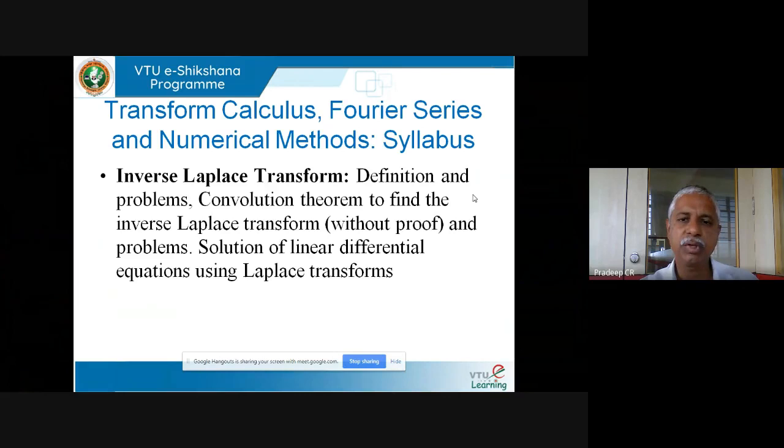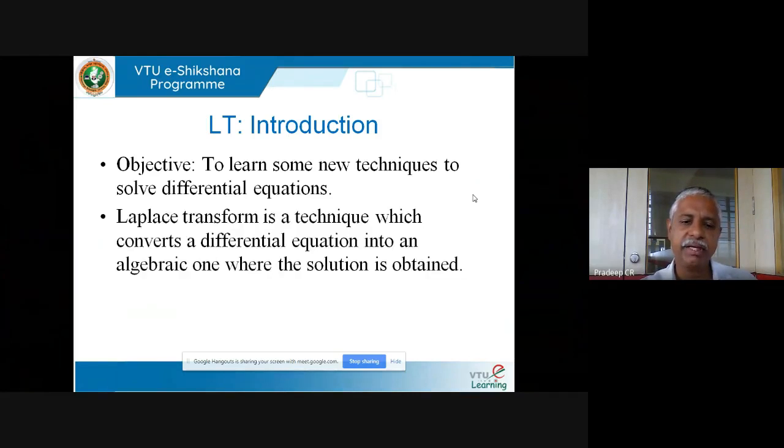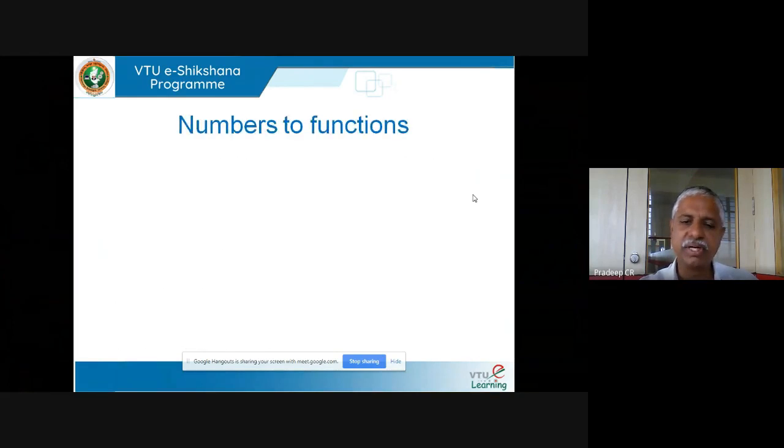Essentially, we do this because Laplace transform gives me an algebraic way of solving differential equations. So we will solve a few linear differential equations using Laplace transform. So that was the syllabus, and the objective is, as I have written here, to learn some new techniques to solve differential equations. Laplace transform is a technique which converts a differential equation to an algebraic one, where the solution is obtained. Normally, solving algebraic equations is simpler than solving differential equations. And then we come back to the differential setup using inverse Laplace transform to get the solution to the original problem. I know these are a bit abstract, what I just now told you.